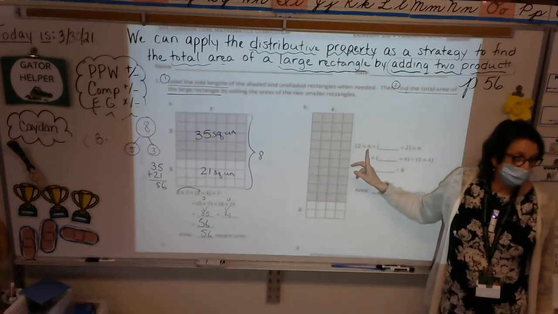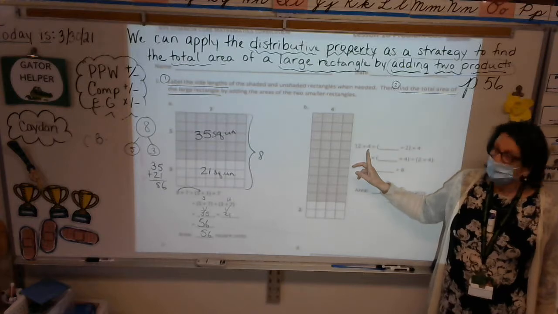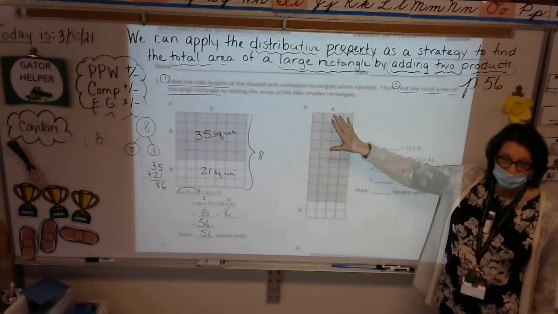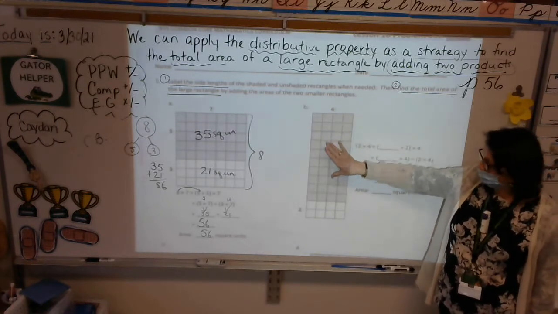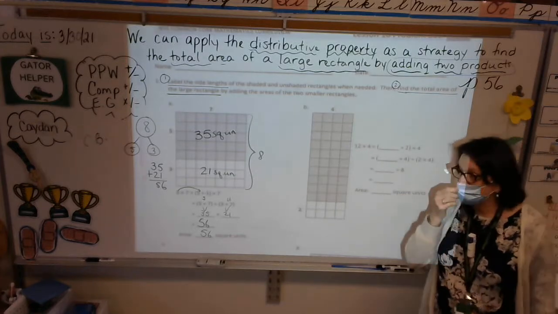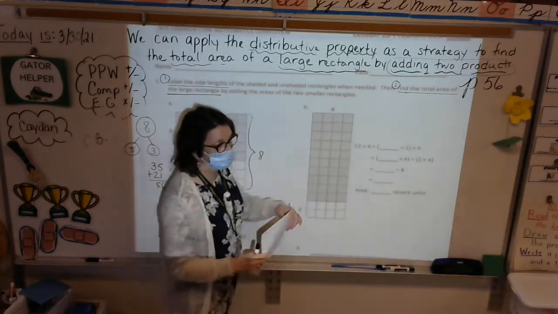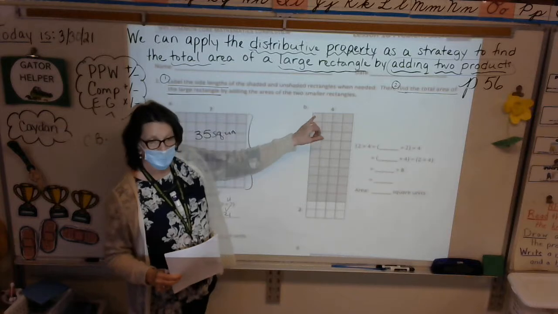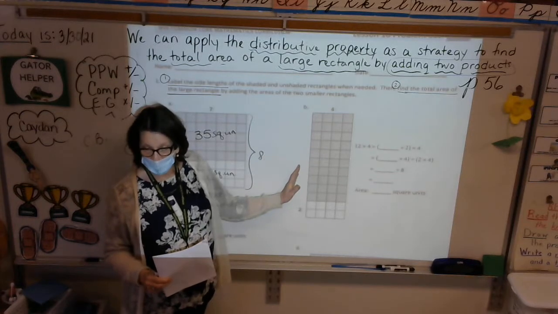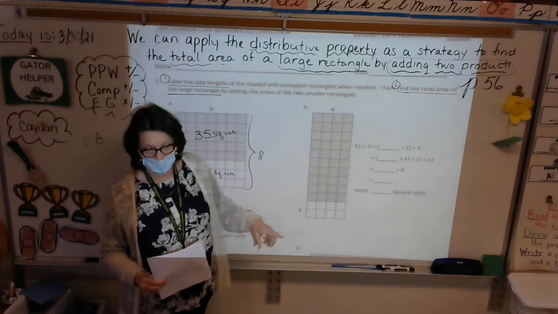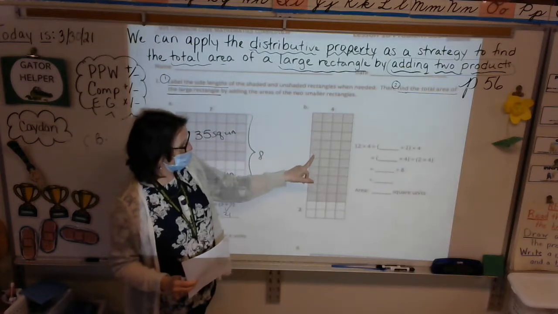That represents the area of the large rectangle. But what did they do? They split it or decomposed it into a shaded part and an unshaded part. Now this one, they did not label the side lengths. Let's look at the side length of the shaded rectangle. We're missing how long it is. Go ahead and count, and we'll share what is the side length of that shaded rectangle.